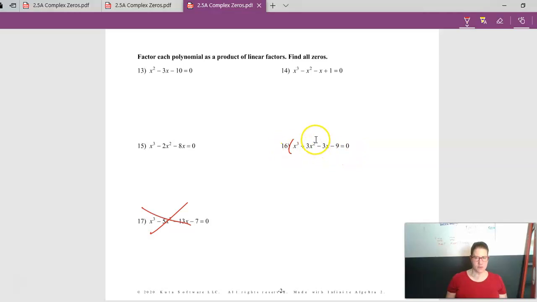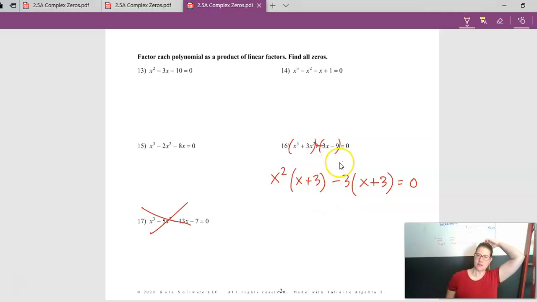So again, it's grouping. So we're going to group the first two. We're going to group the last two. Because there's a negative between there, I'm going to pull that in, change that to a plus. So x cubed plus 3x squared, I can pull out x squared, which leaves x plus 3. Then it's negative 3x minus 9, so I'm going to pull out a negative 3. And that's also going to leave me with x plus 3. Again, that's because I pulled out a negative 3, so that will change the sign here, because negative 3 times x is negative 3x, negative 3 times 3 is negative 9.